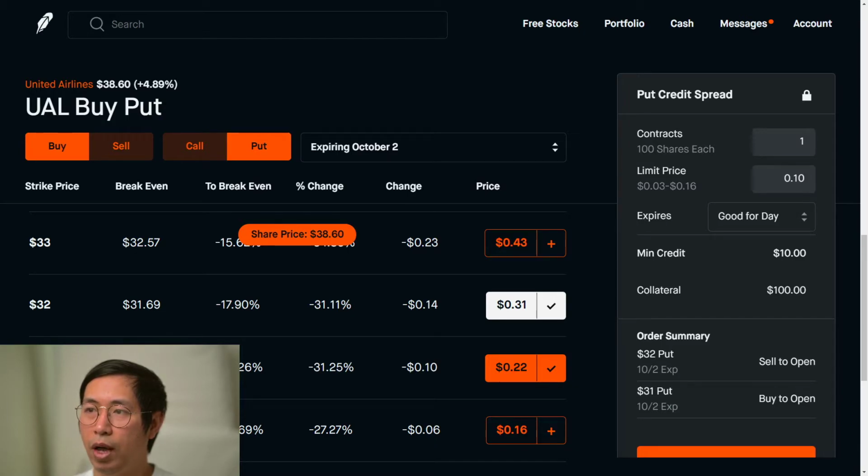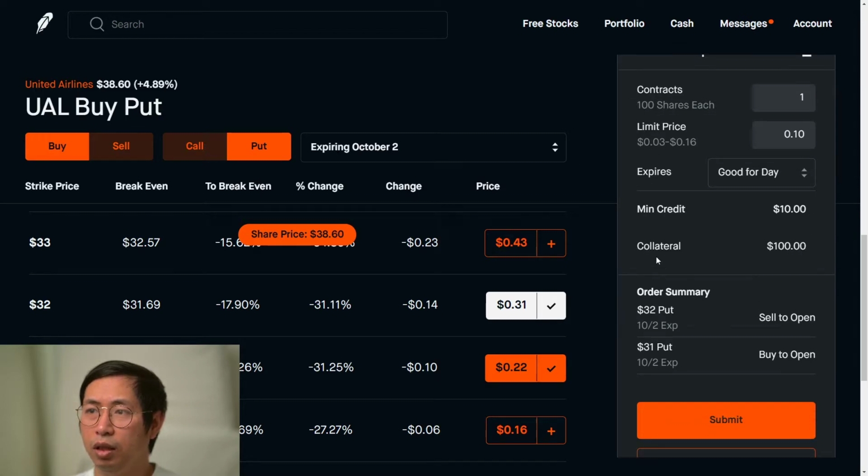So the minimum credit here is $10. That means on expiration, if it actually does stay above $32, we're going to get $10 for the credit. The collateral is the collateral that you're putting aside to make this trade, to open this put credit spread. You're putting aside $100.